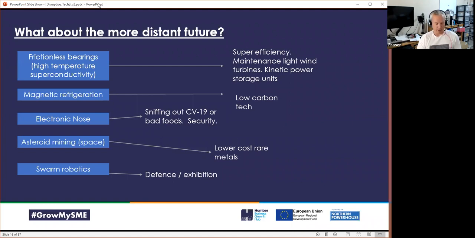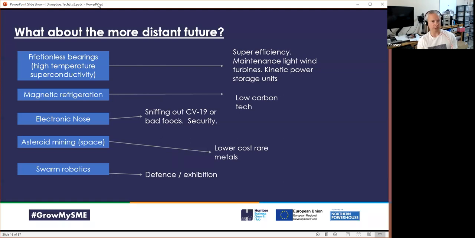Frictionless bearings, I think, will be useful in a whole bunch of applications. Magnetic refrigeration is basically using magnetic effects to get a cooling effect. I haven't seen much research on this recently. I know that people are working on it. You can imagine it's a low carbon technology, and I would love to see the world free of CFCs and traditional refrigerators. Very useful in electric cars as well for keeping batteries cool, stuff like that.